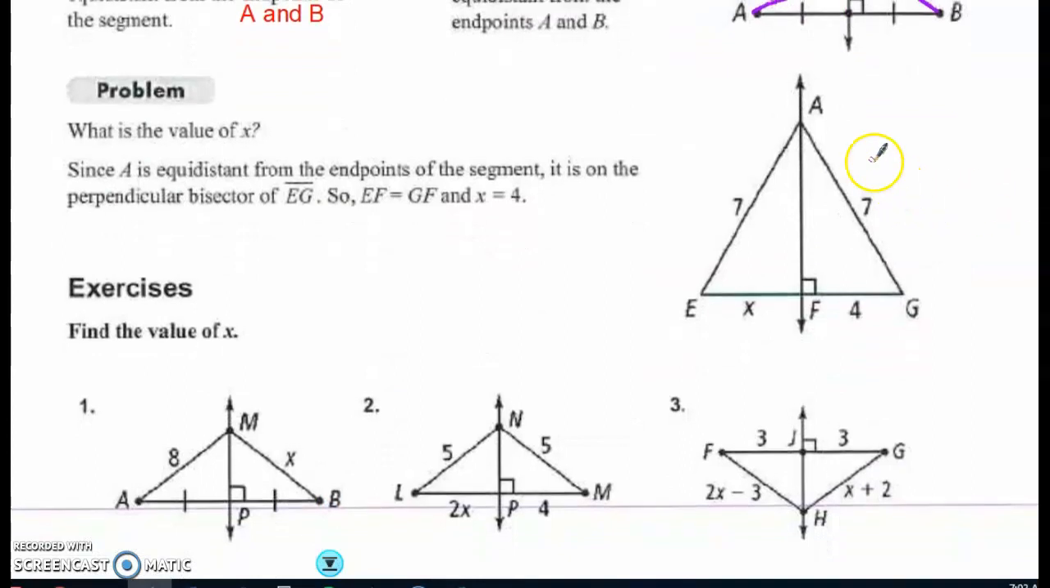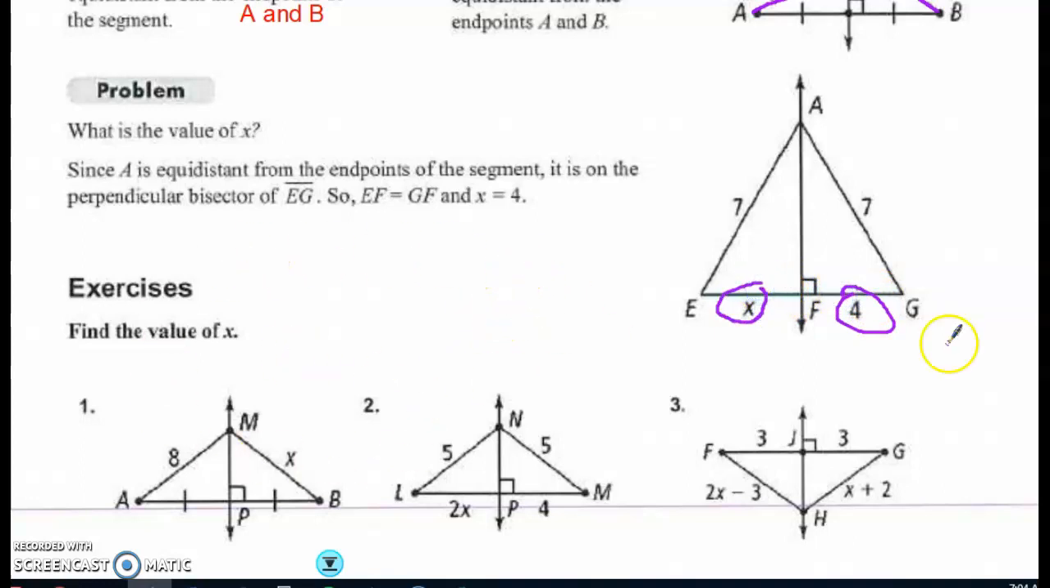So let's look at this. AE is 7 and AG is 7. Well, guess what? I see the perpendicular. Therefore, because these are equal, this theorem works vice versa. Because these two sides are equal, this has to lie on the perpendicular bisector. We got the perpendicular bisector. So if this is 4, this guy is going to be 4.